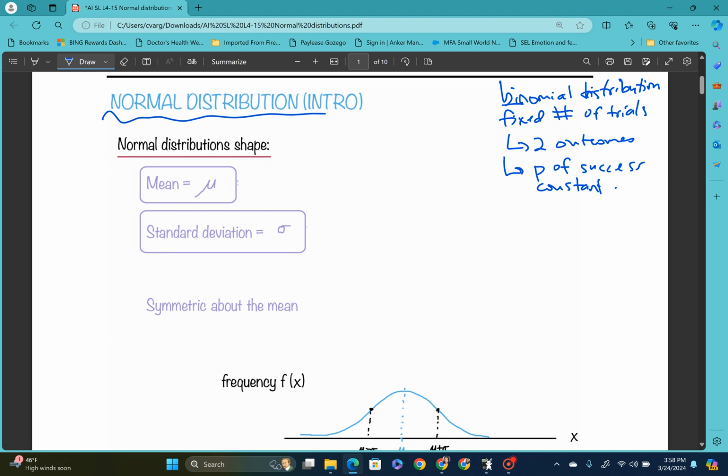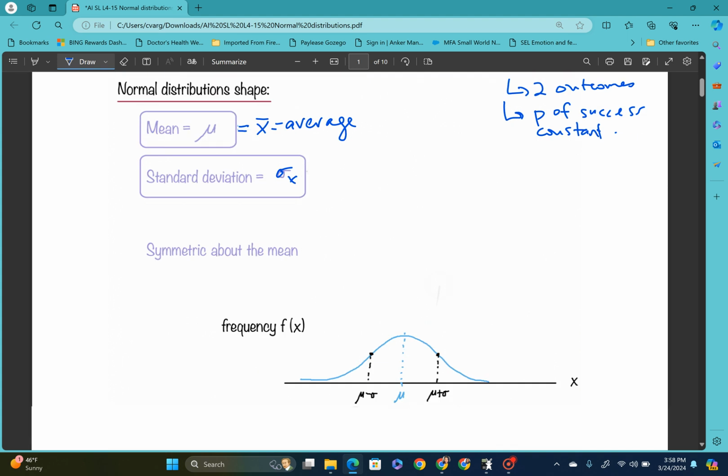Okay. So normal distribution, let's talk about what this means. This is just a throwback, right? The symbol for mean is mu. It can also be x with the bar over it, and this just means it's the average, okay? All right. Standard deviation is the little sigma, right? So that's how widespread the graph is.